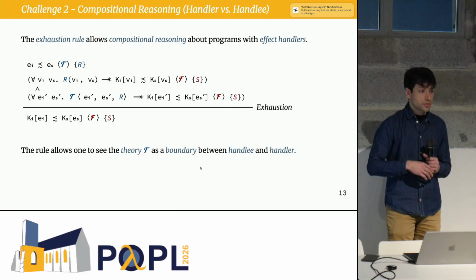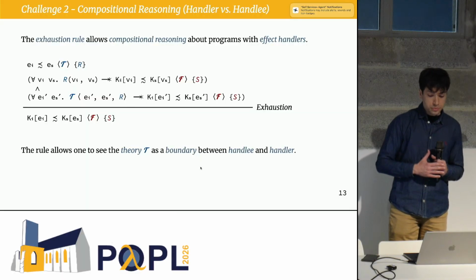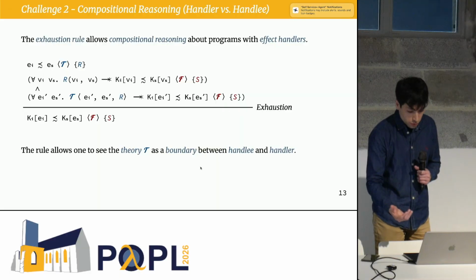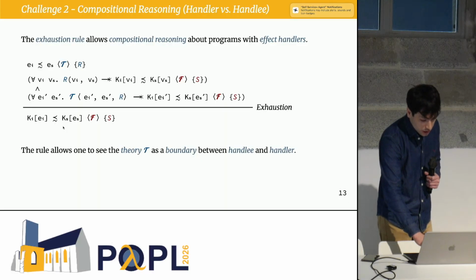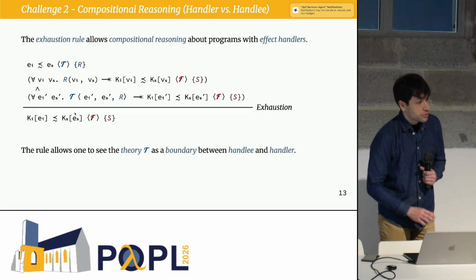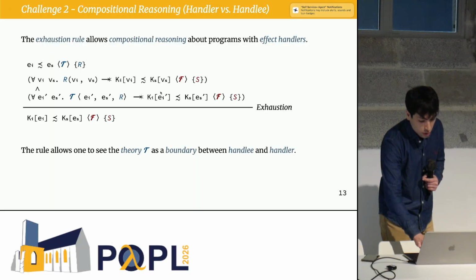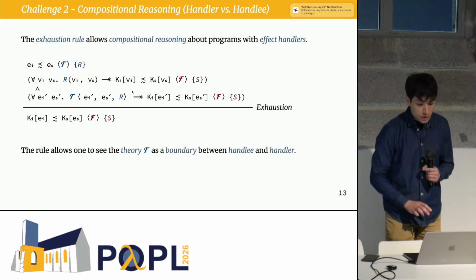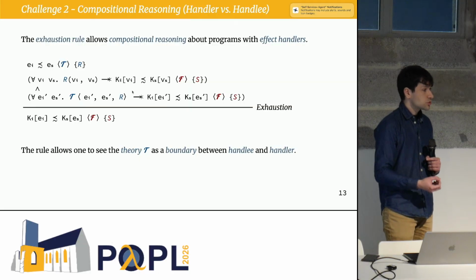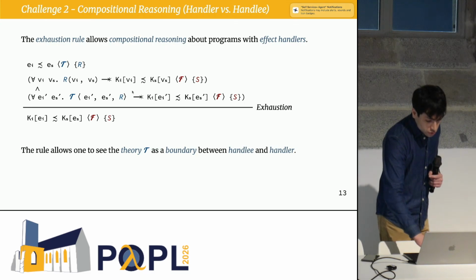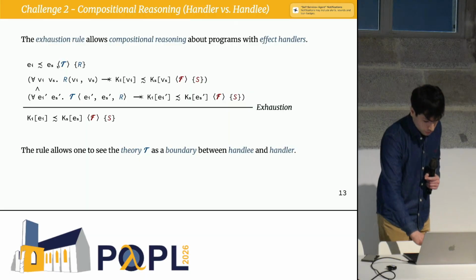So the way we solved the second challenge, which was the compositional reasoning for handler and handlee, is by means of this exhaustion rule, which, for the verification of a pair of programs under a pair of contexts, splits the verification into the verification of the expressions themselves and a condition on the contexts. And what is important to note here is that when applying this rule, the user has to come up with a theory to carry on with the proof of the refinement between the expressions.